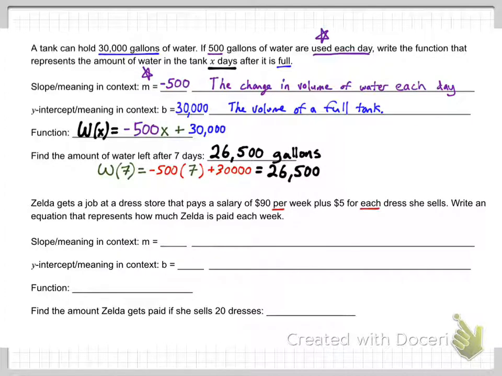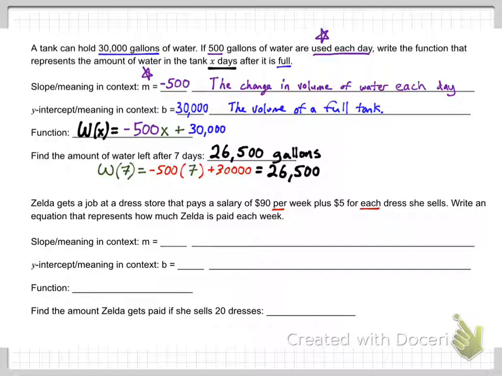Zelda gets a job at a dress store that pays a salary of $90 per week plus $5 for each dress she sells. I'm underlining those two words because this is a tricky problem. Notice our key word is per or each, but one of the numbers has per next to it and the other number has each next to it. So how do we know which number we're supposed to have for the rate of change? Well, we need to keep reading and figure out what it's asking.